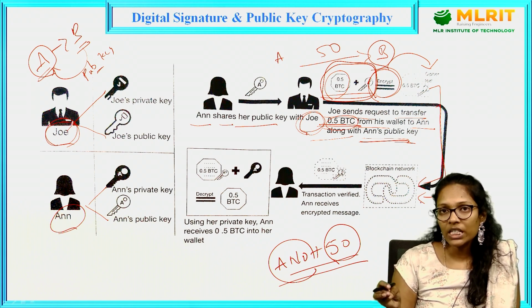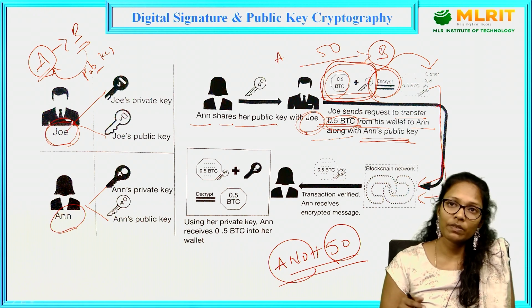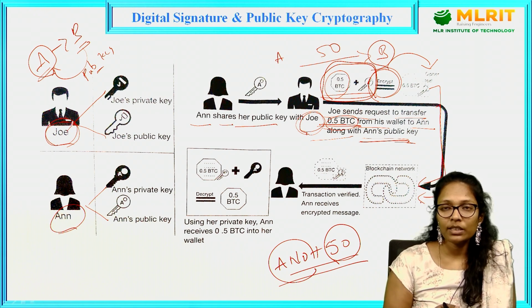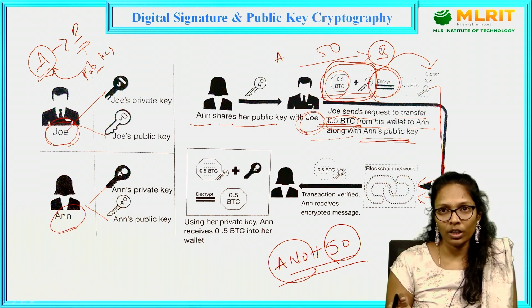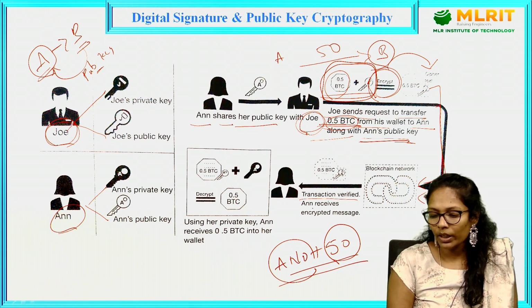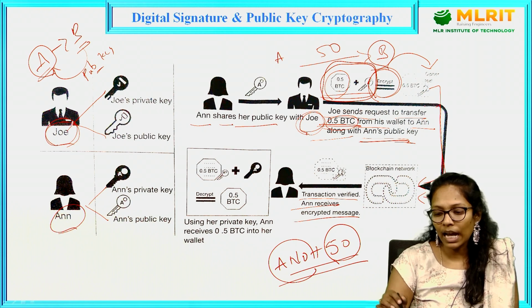The blockchain network will validate the transaction. How will it validate the transaction? In the previous videos we have seen. First, it needs to check whether Joe has enough money or not, and whether he is a valid person or not. All these things it needs to verify. After that, only then will the transaction be added to the blockchain. So here the transaction is verified and Anne receives the encrypted message.